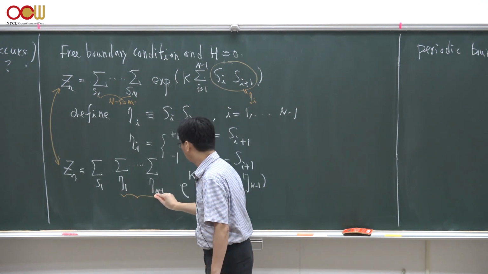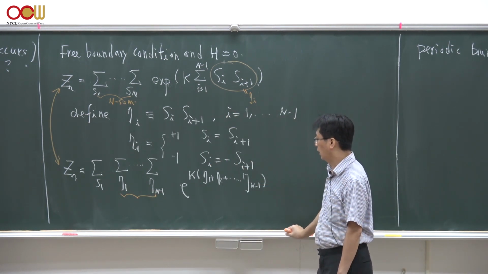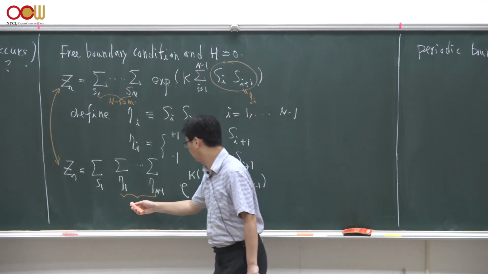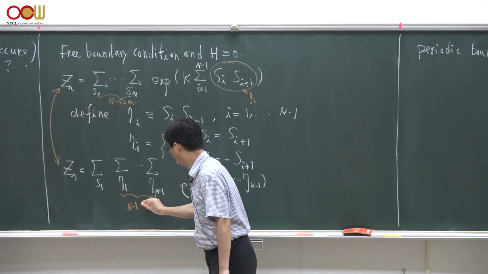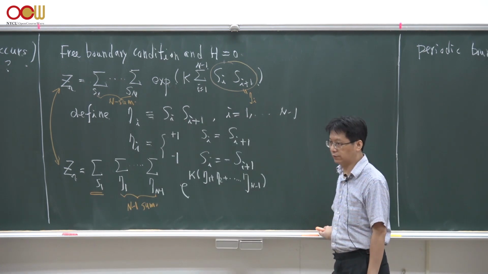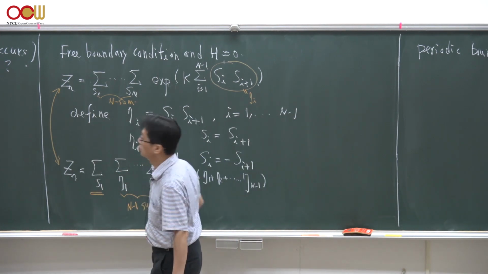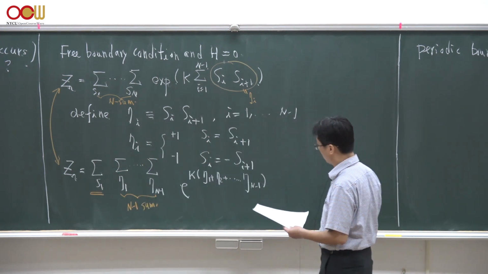So when we sum over all these nearest neighbor products of the spins, we just have N minus 1 summations for the etas. So we need to retain the first sum over S_1. In that case, we could say that these two summations are equivalent or identical.